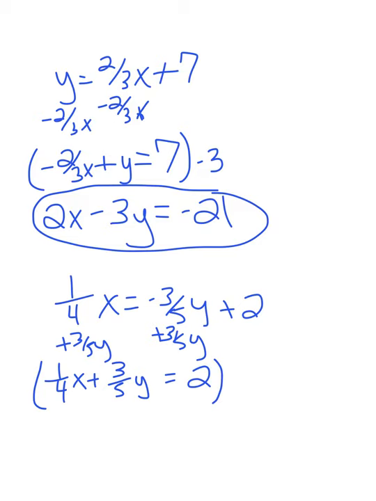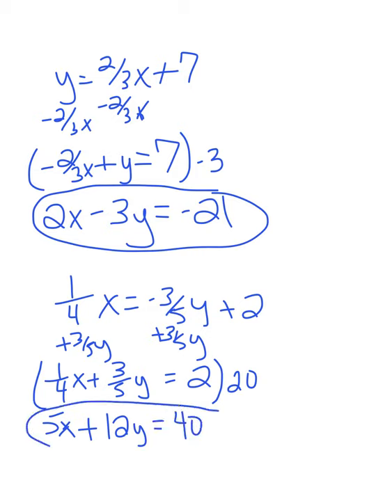So I want to think about not a common factor, but the common multiple. So what is a number that 4 and 5 both go into? And so that number would be 20. So I'm going to multiply by 20. 1/4 times 20 is going to make this 5x. 3/5 times 20 is going to make this 12y. And 2 times 20 is 40. So when you're multiplying, make sure you remember to multiply every term. So we end up with 5x plus 12y equals 40, and that is in standard form.